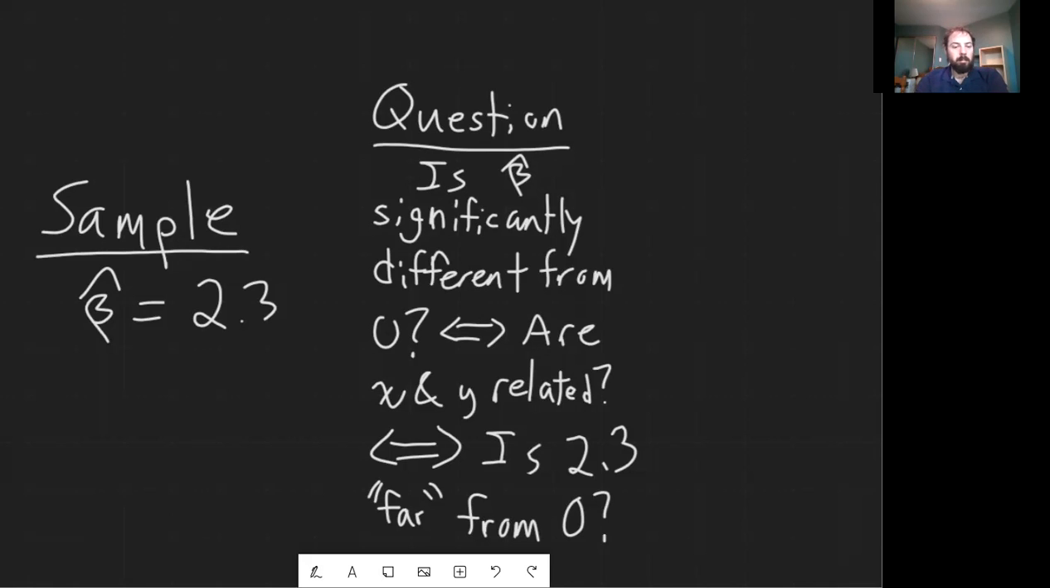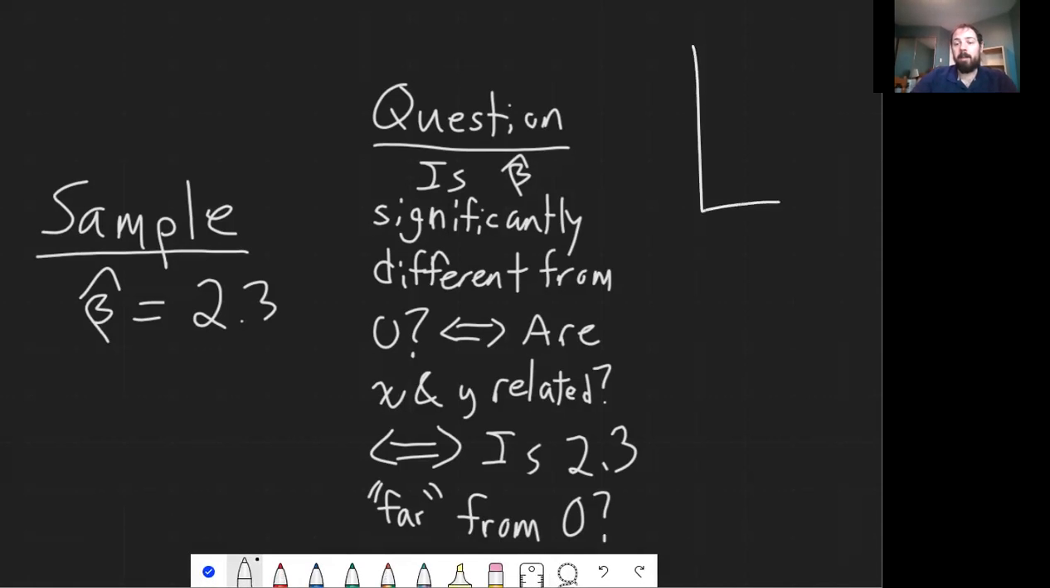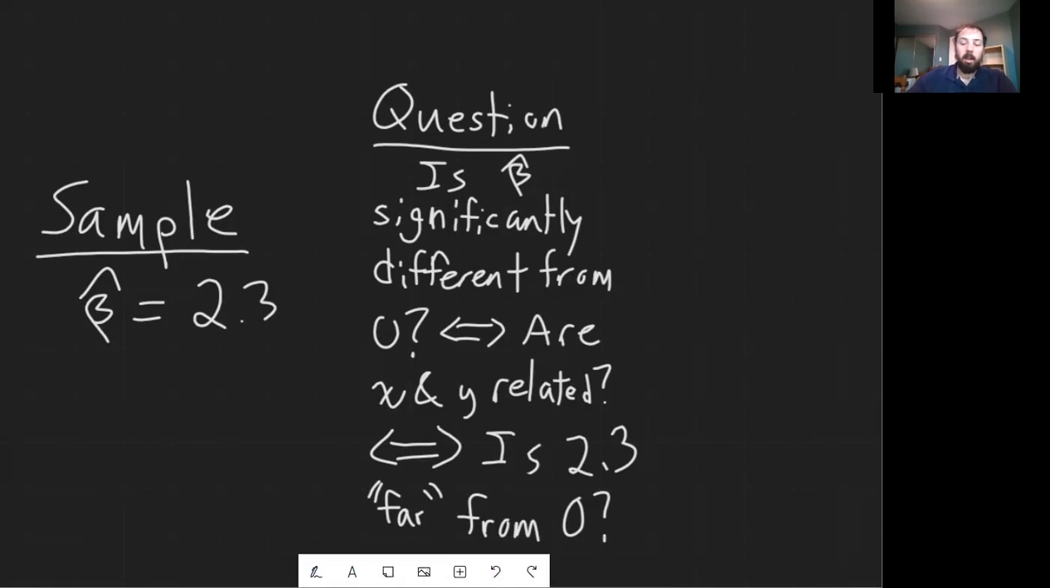Hopefully that goes well. So we're going to go with some made up scenario where we have some sample of beta hat equals 2.3. And our question is, is this a significant number? Significant being, is it significantly different from zero? Why zero? Just because if we have a line with a slope of zero, then y and x are not related at all. So this is why we're testing whether or not the slope is equal to zero. It's so that we know if they're related.